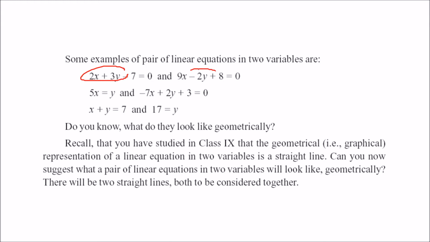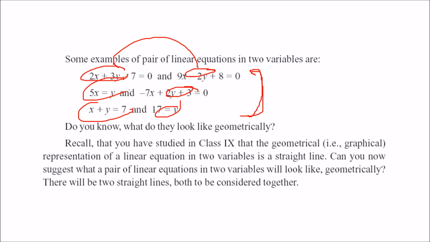So these are the pairs of linear equations. Actually there are 6 coefficients in these equations, but the pairs are like this. So how can we solve it geometrically? We have already seen some sort of things and some discussion in class 9.